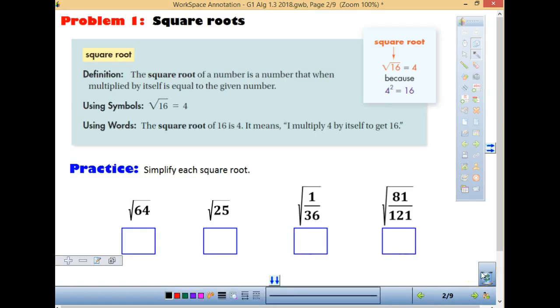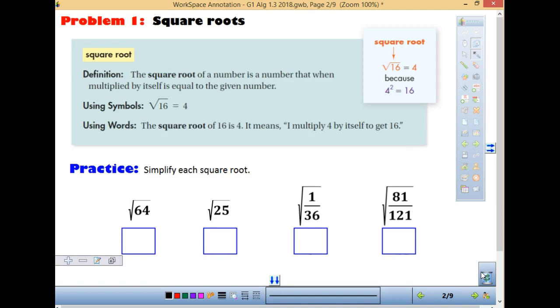So if we are looking at square roots, by definition, the square root of a number is a number that, when multiplied by itself, equals a given number. The square root of 16 is 4, because 4 squared is 16. So using words, the square root of 16 is 4 means I multiply 4 by itself to get 16.